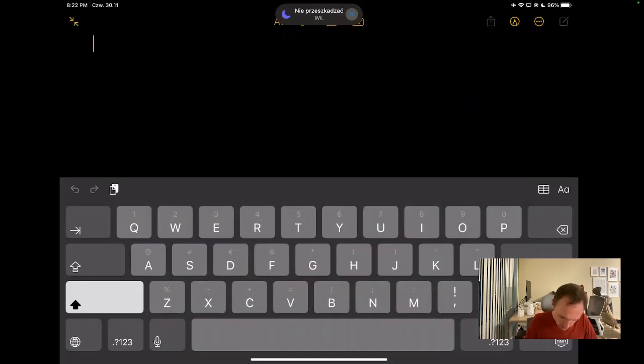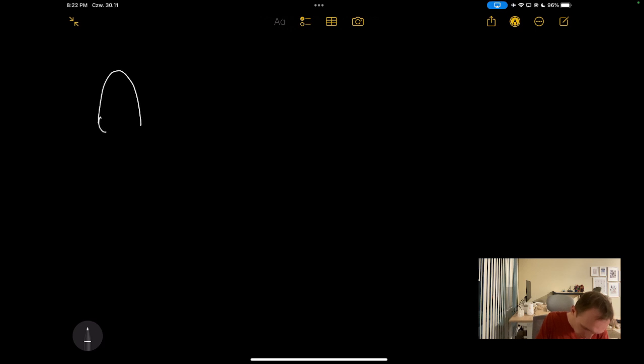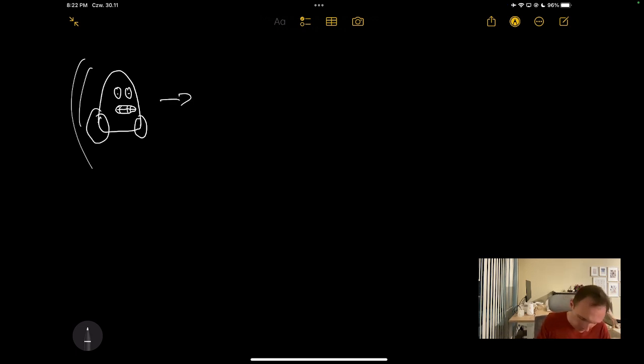So let's say that we have our robot over here. So here's our robot. It has two eyes. It has a nice smile, like this. And it has two wheels, and it's going somewhere. It's going to the right. And then in the distance, it sees three features. So it sees a star, it sees a square, and it sees a triangle.